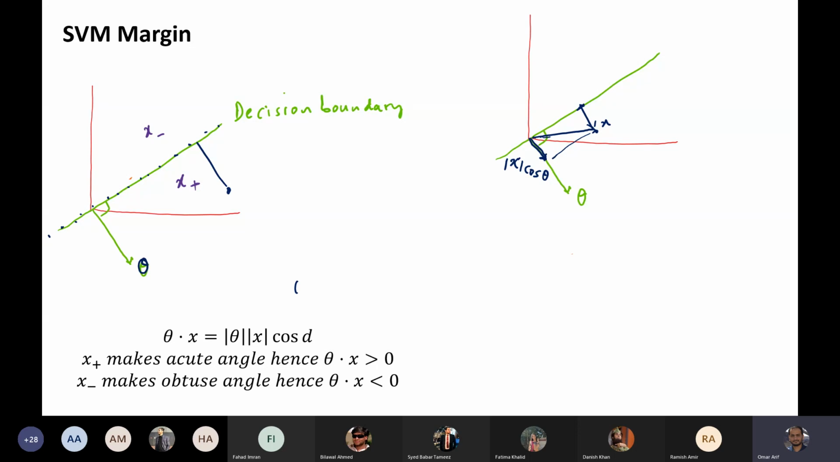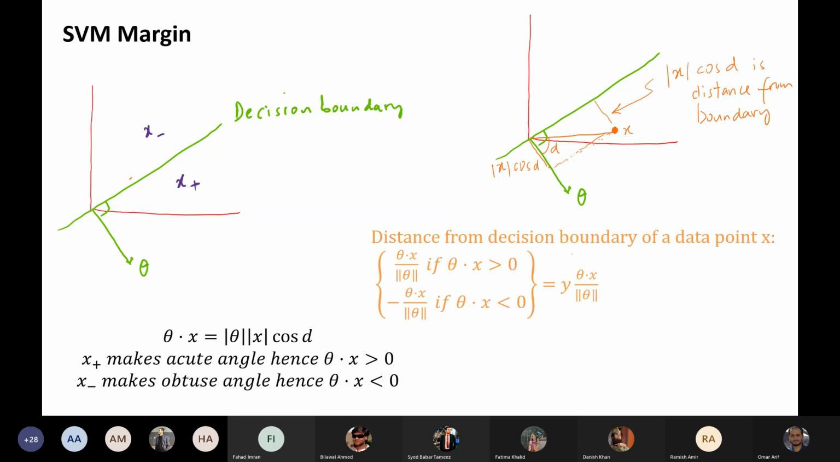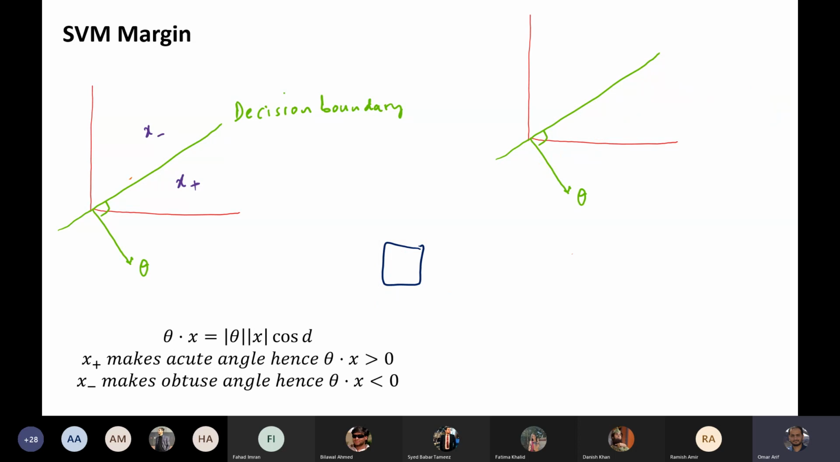Okay, so you can use basically theta dot x to compute the distance from the decision boundary, and then you need to divide by the norm of theta just to get only your distance. So you can use theta dot x to compute the distance of the point from the decision boundary. And distance from decision boundary of a point x is basically, as I wrote before, theta dot x divided by the norm of theta. ठीक है, just let me मैंने delete इसको कर दिया है.